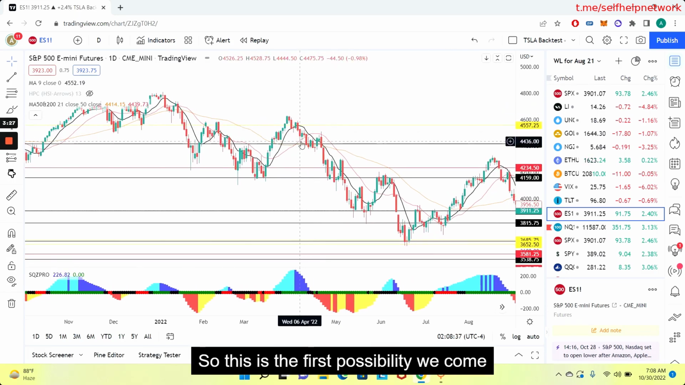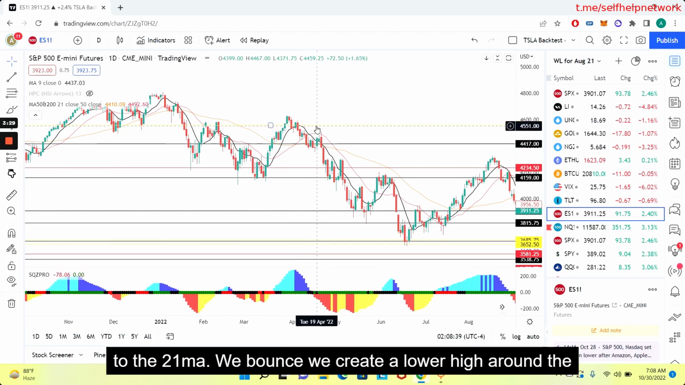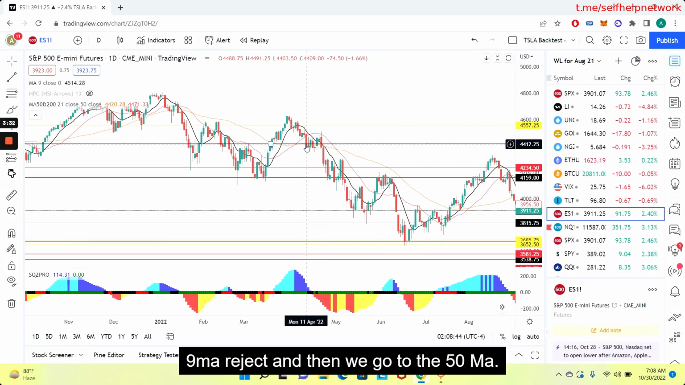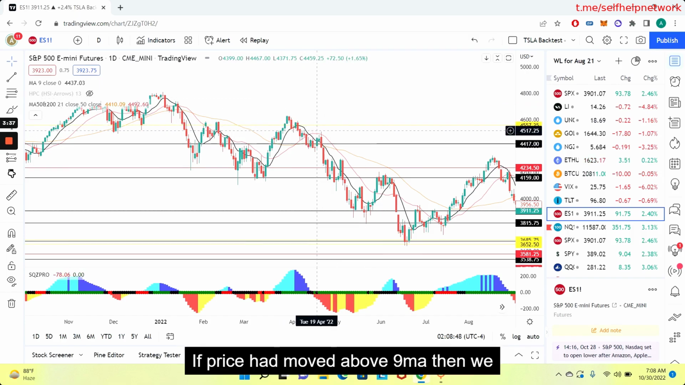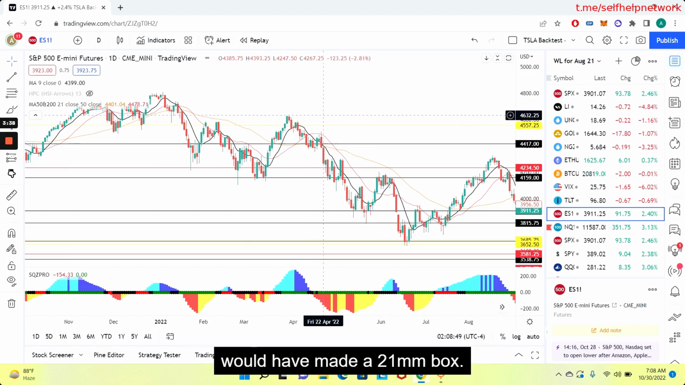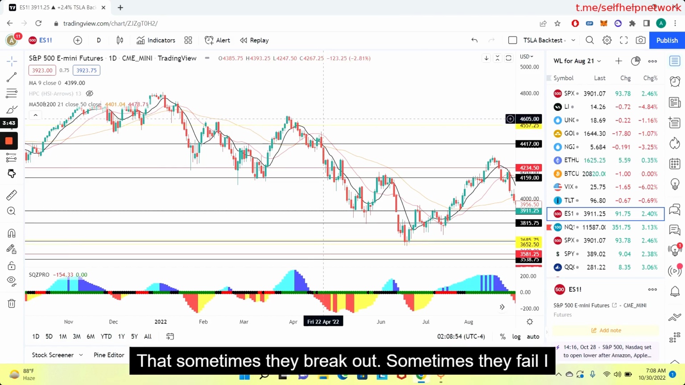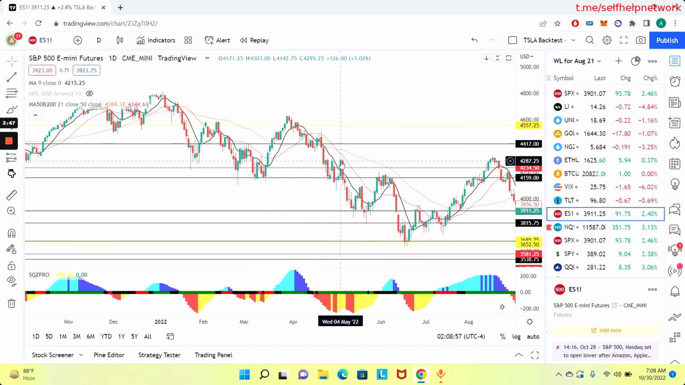So this is the first possibility. We come to the 21 MA, we bounce, we create a lower high around the 9 MA, reject, and then we go to the 50 MA. If price had moved above 9 MA, then we would have made a 21 MA box that sometimes they break out, sometimes they fail. I will show you an example of it in reverse.